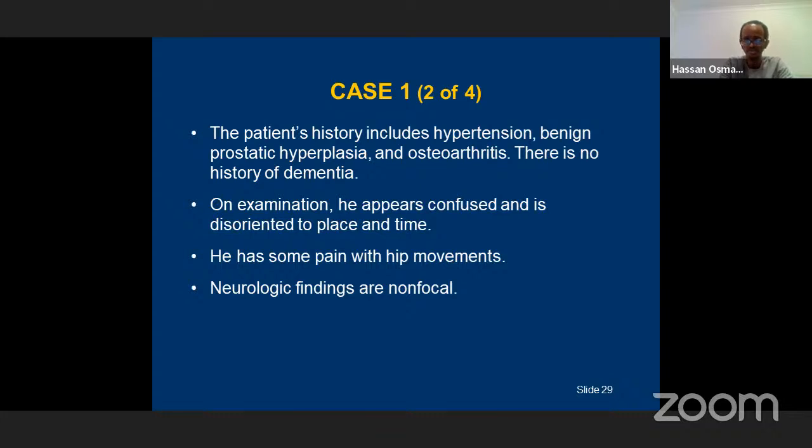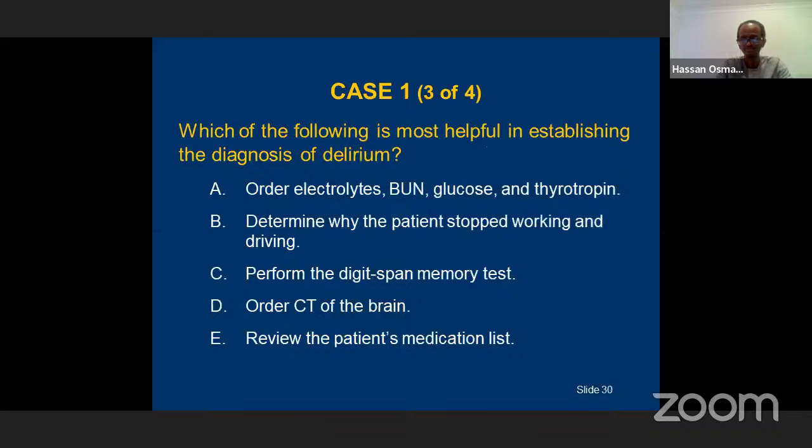On examination, he appears confused and is disoriented to place and time. He has some pain with hip movement. Neurological findings are non-focal. The question: which of the following is the most helpful in establishing the diagnosis of delirium? So feel free to write your answer in the chatting box. I'll give you maybe 30 seconds.